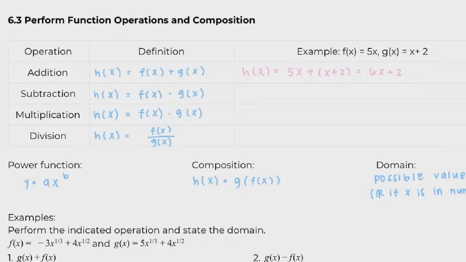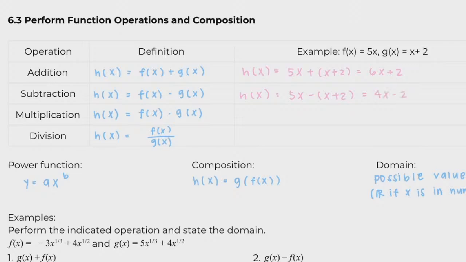Okay, next we have subtraction. So that's where we're subtracting them. So h of x would equal 5x minus x plus 2. So we're going to distribute the negative, and we would get 4x minus 2.